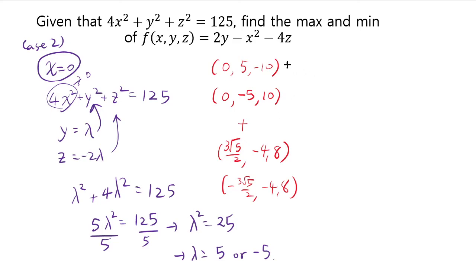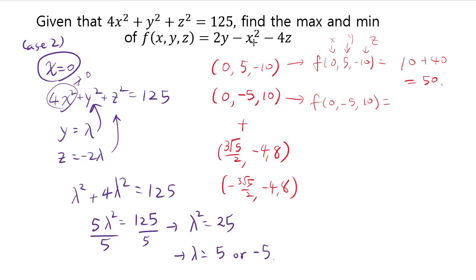Okay, so on here, let's look at f of 0, 5, negative 10. You get 0 times y, 5 times 2 will be 10. And then when you plug in the value for z, negative 10 times negative 4 gives you positive 40. So you end up with 50. On the other hand, if you plug in 0, negative 5, positive 10, still x being 0 doesn't do anything, but these numbers are both negated, so you're going to end up with negative 50.